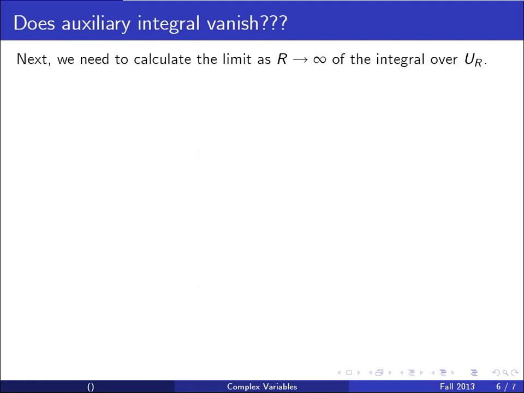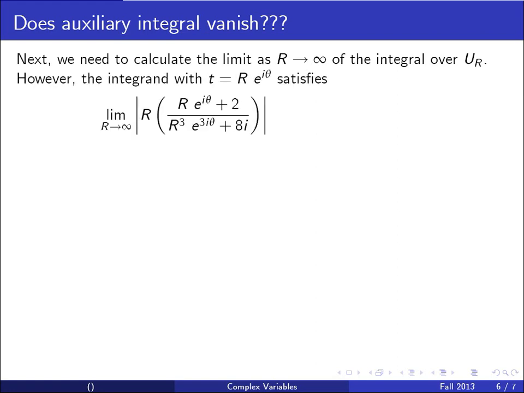If it is going to be the answer, we have to answer the question, does the auxiliary integral vanish? So let's compute the limit as r goes to infinity of that integral. But here's where this theorem that we proved in class comes in. Everything else that we've done is just like in the book, but our theorem says that we can look at the limit as r goes to infinity of the absolute value of r, f of re^(i theta).